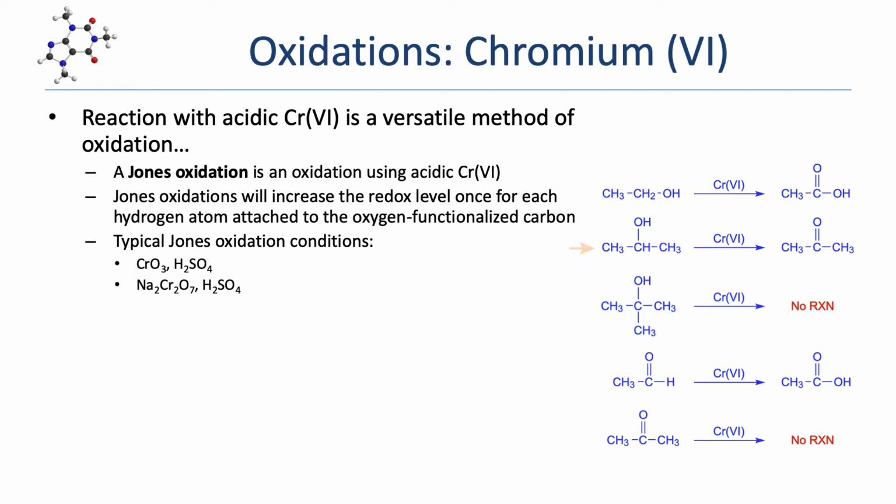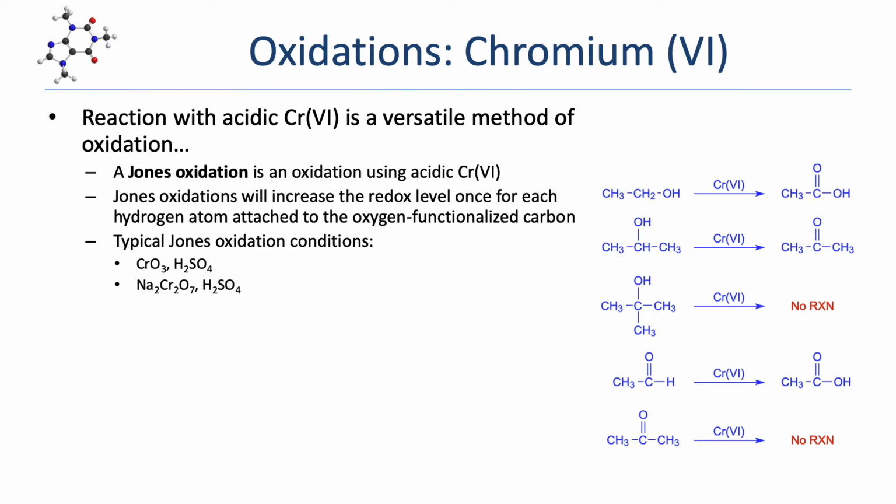If you look at the second example, here we have a secondary alcohol. Again, the functionalized carbon is at the first oxidation level. But in the product now, we've made a ketone. And that carbonyl carbon is at the second redox level. Looking at the third example, here we have a tertiary alcohol. Again, that carbon is in the first redox level. Treating it with a chromium 6 reagent, and you get no reaction. You basically just get the starting material back out.